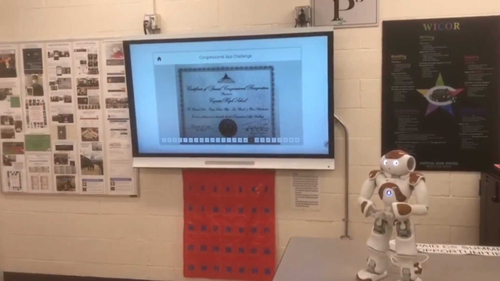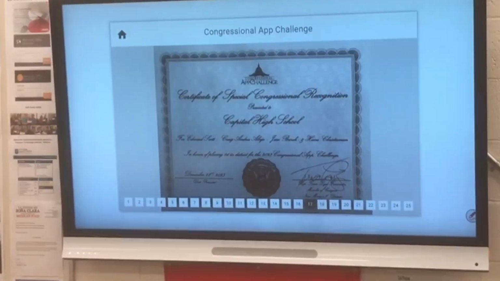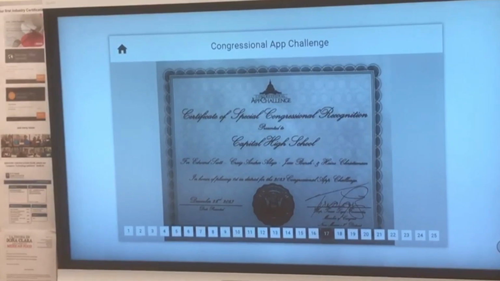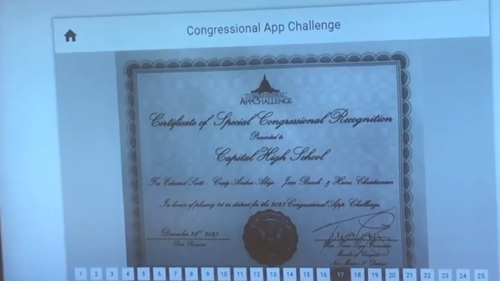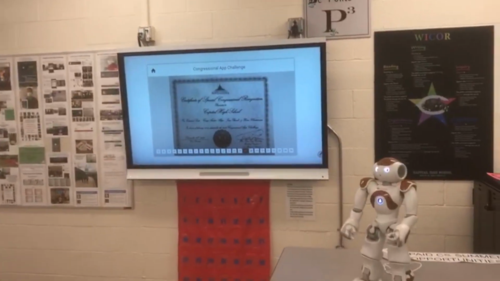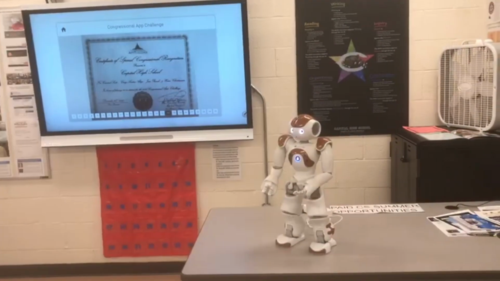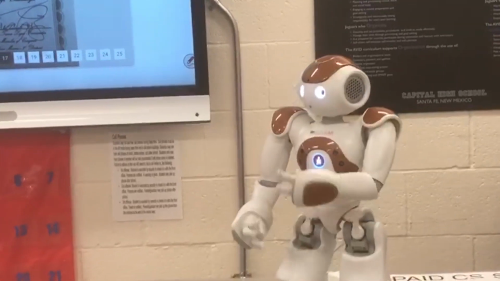Every student at our Capitol High School received an official certificate of special congressional recognition together with an invitation to the House of Code at the U.S. Capitol in Washington, D.C. Wow! I am so happy to serve as a teacher assistant and get to work with these wonderful students there at Capitol High School. Lucky me.